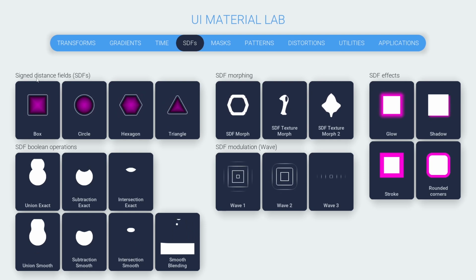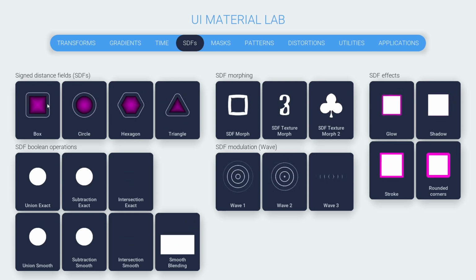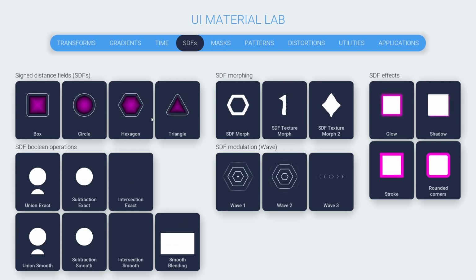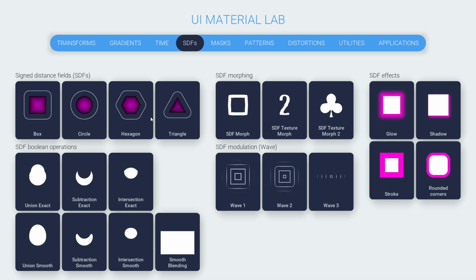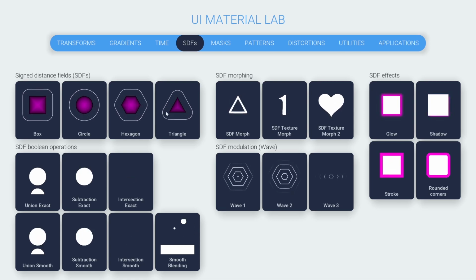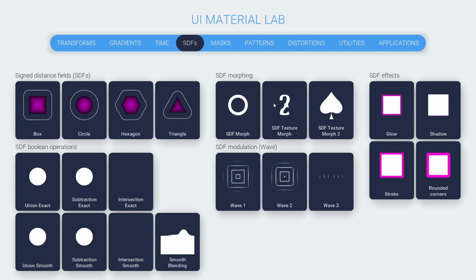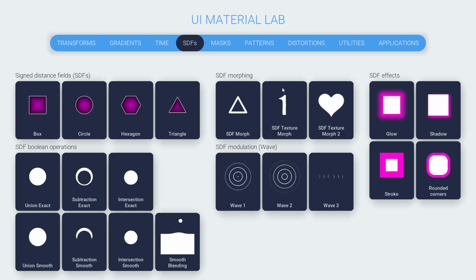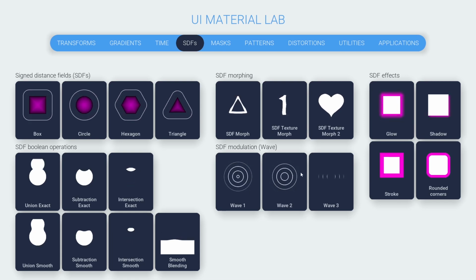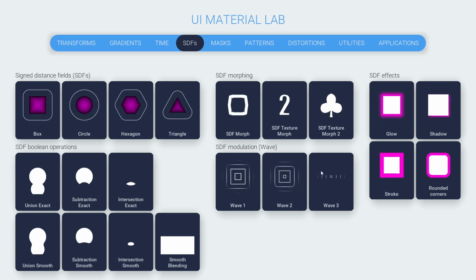SDFs, signed distance fields. This is kind of a cool effect. I'm not really sure what you'd use this for. Maybe as a waypoint on a map to show the player that they need to head over to this location or something like that. The morphing. I believe that's what they use on that little LCD panel. Wave modulation. Kind of looks like a sound effect or something like that.